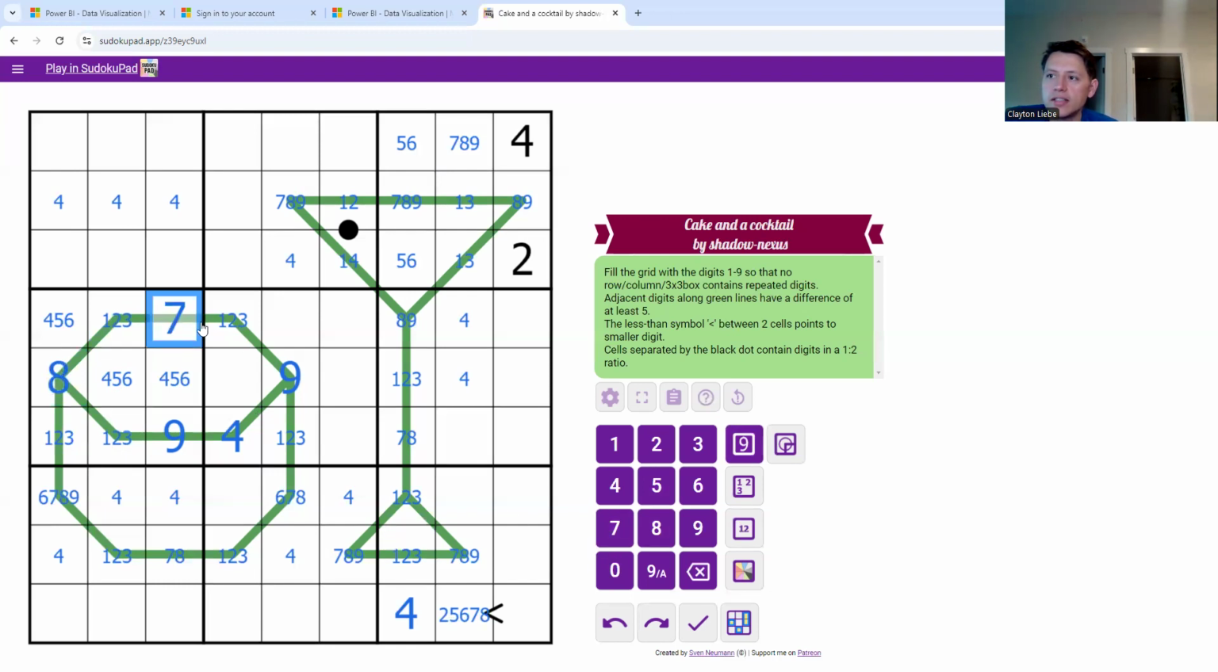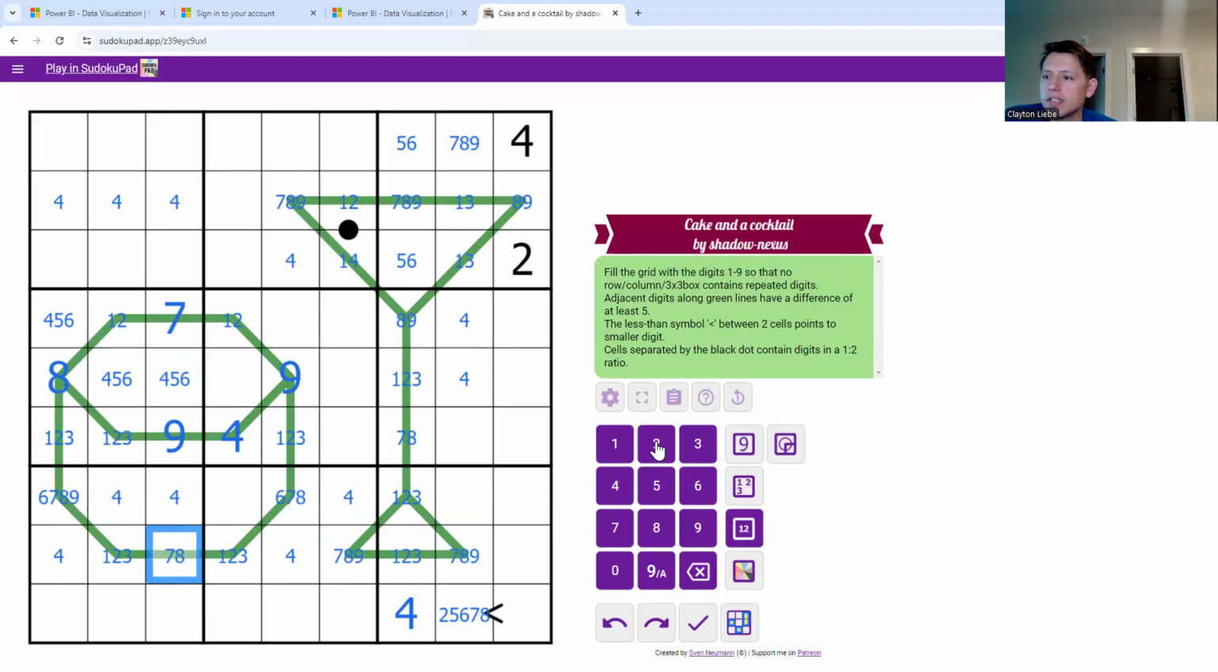And now, because this is a 7, we can't have a 3 on either side of it. This is a 1, 2 pair now. There's always going to be a 3 somewhere here. Likely, I think it's going to be there. But it doesn't have to be. This could be a 9. Okay.